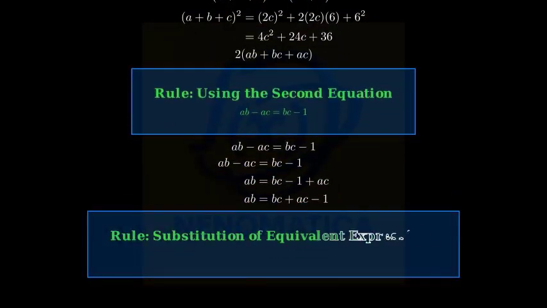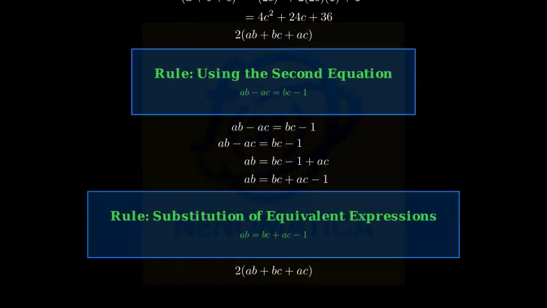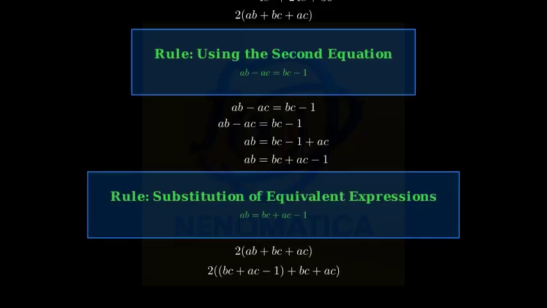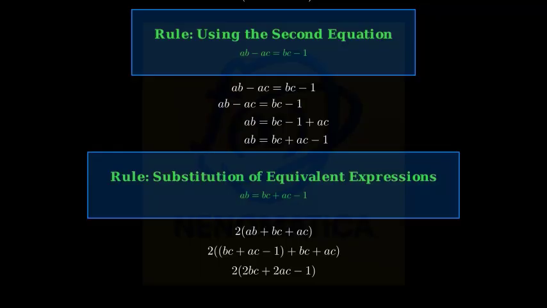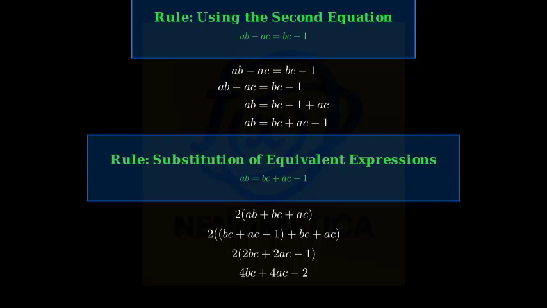We have 2 times ab plus bc plus ac. Substituting our expression for ab, we get 2 times the quantity bc plus ac minus 1 plus bc plus ac. Let's simplify this expression. We have 2 times the quantity 2bc plus 2ac minus 1. Distributing the 2, we get 4bc plus 4ac minus 2. Now, we have all the pieces we need.